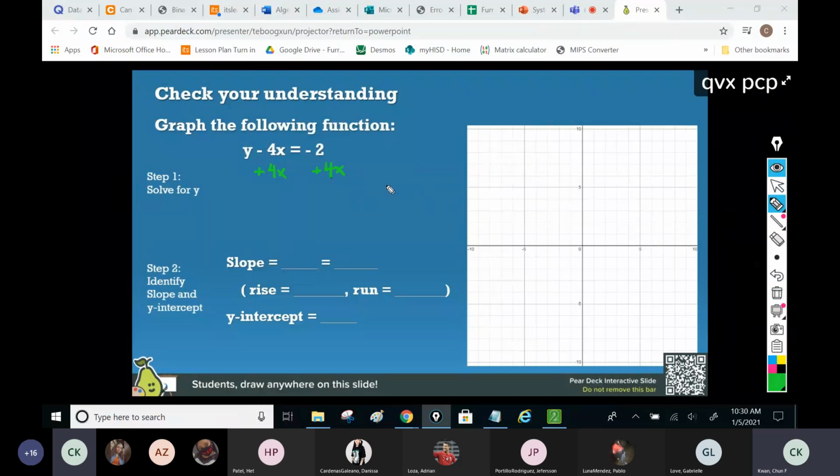All right, so now I want you guys to give it a try, see if you can figure out what the graph looks like, and then put it here. So try to do your best. Okay, I'll give you guys a couple minutes.